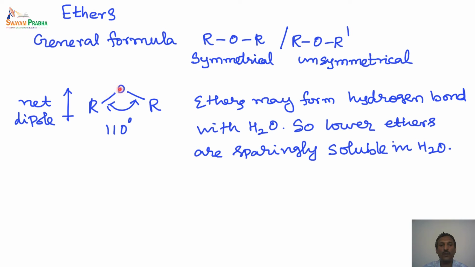Because of the presence of oxygen with a lone pair of electrons, the ethers may form hydrogen bonds with water. In other words, lower ethers are sparingly soluble in water. So because of the hydrogen bond formation of the lone pair of electrons on oxygen, ethers are sparingly soluble in water.